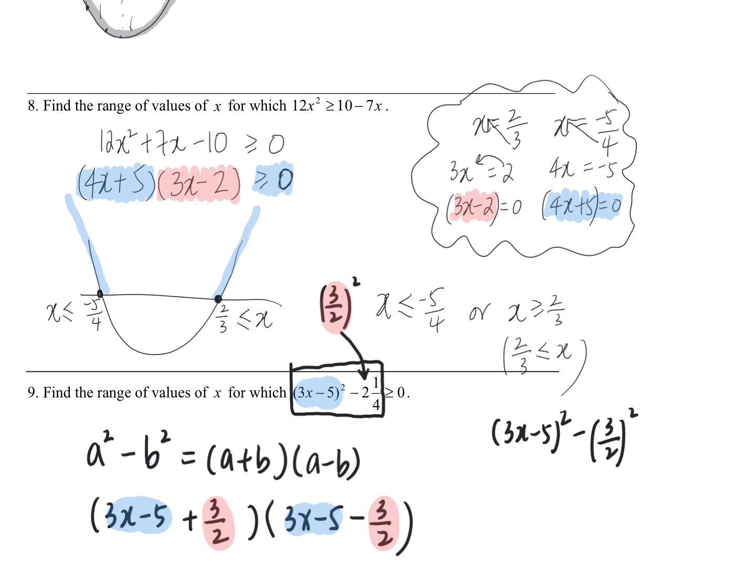So you will end up having, what is minus 5 plus 3 over 2, minus 7 over 2. Then the other one is negative 5 minus 3 over 2. I get minus 13 over 2. Okay, so same thing, copy down your inequality like as if it don't exist.